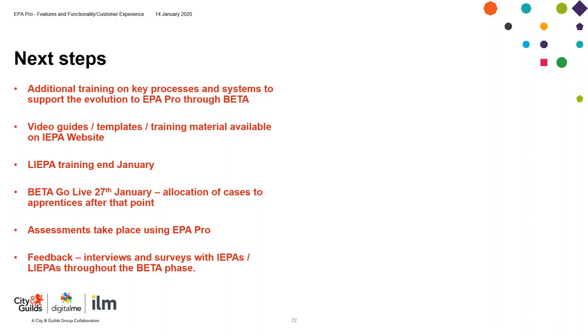As I said at the beginning, once we've completed the training and through the beta phase, we would love to get your feedback. So we'll be asking you for some feedback on the training, and we'll be asking for some feedback through the beta phase. We're working with some great people who will be contacting you either through survey or for interview to get some feedback as to how the process is working, how the system is working. So we can start to evolve those processes and respond and support the improvement of this as we move forward. Okay, so that's where we are in terms of next steps.